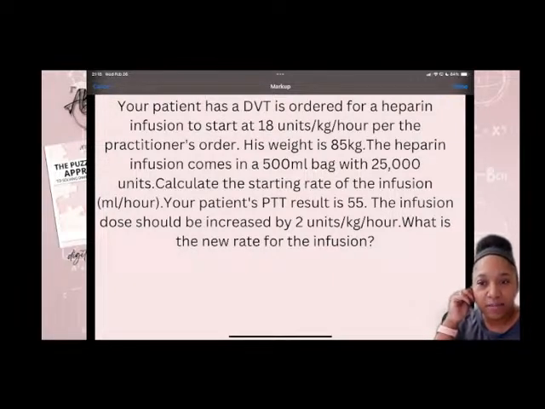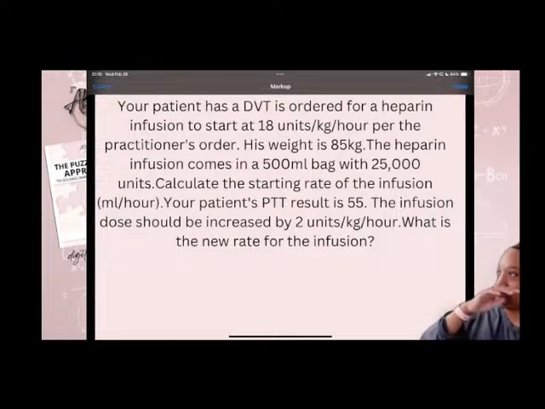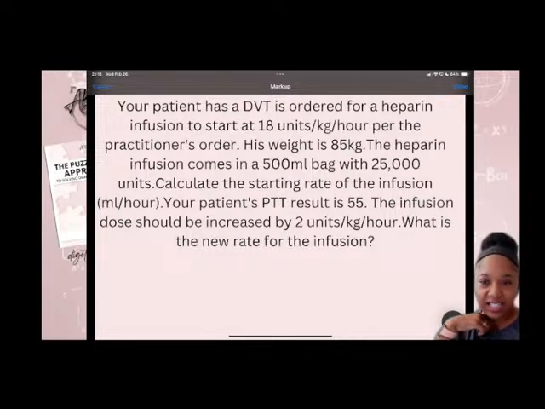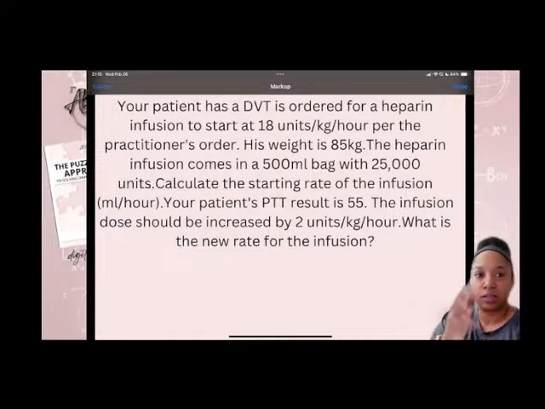What does it mean by the result part? Okay, let's get into this one. Your patient has a DVT. What's a DVT, y'all? Yes, it has to be between those two numbers. Exactly. But you got to find out what the numbers are using those numbers and the weight. So DVT, deep vein thrombosis. What is a deep vein thrombosis?